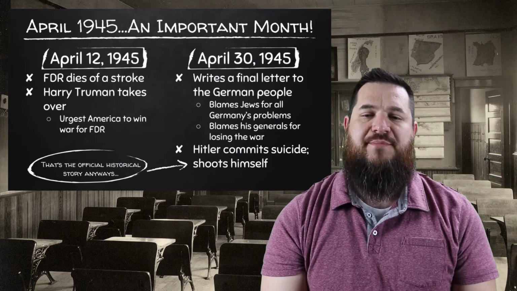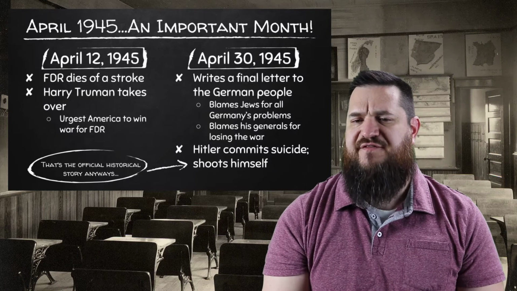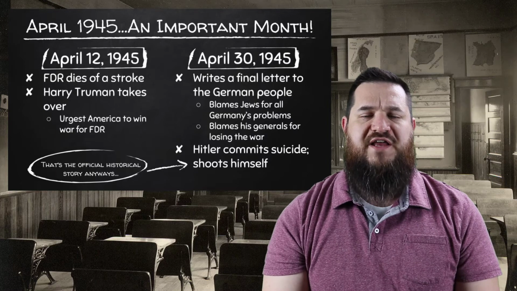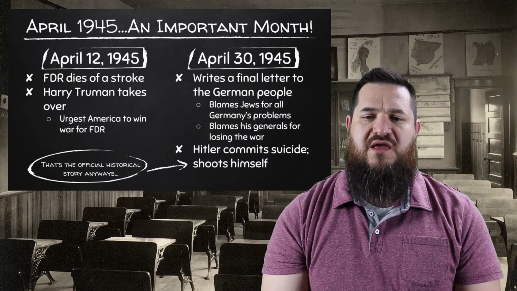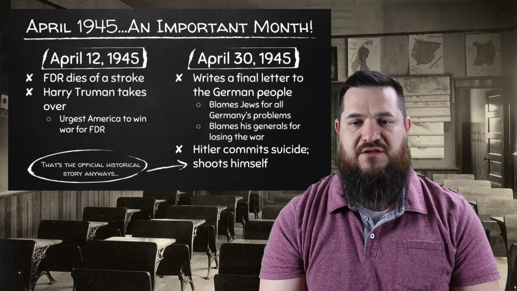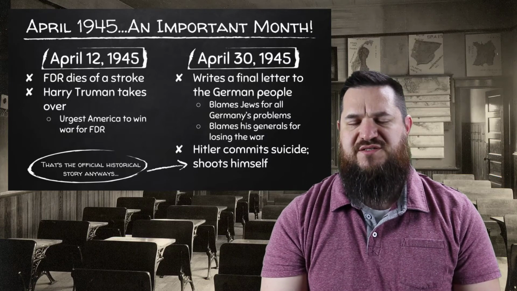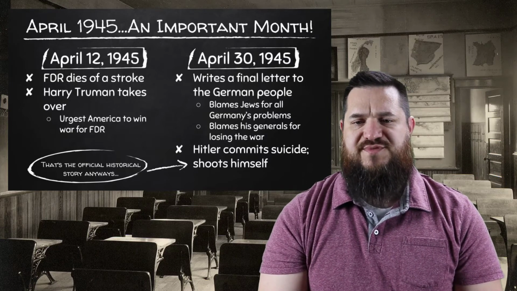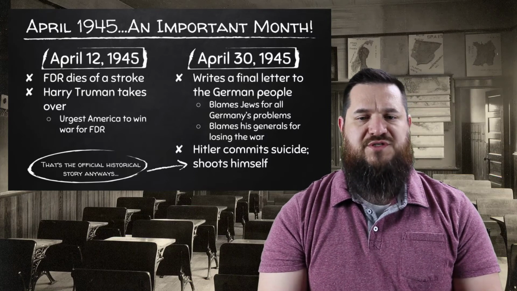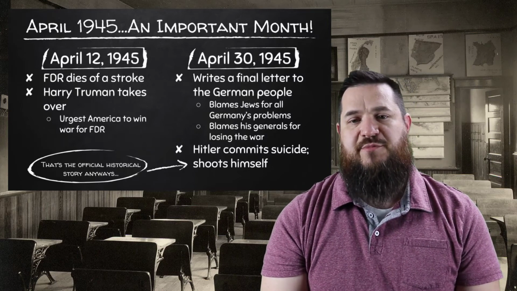The second big event happened on April 30th, 1945, and is kind of a less sad event. What happened on that evening is Adolf Hitler wrote a final letter to the German people. In that letter, he blamed, of course, the Jews for all Germany's problems because that was Hitler's go-to. But in the letter, he also blamed his generals for basically losing the war. He said that they wouldn't follow the orders that he gave them, and because of that, Germany was going to lose the war. When he got done writing the letter, he decided to commit suicide.